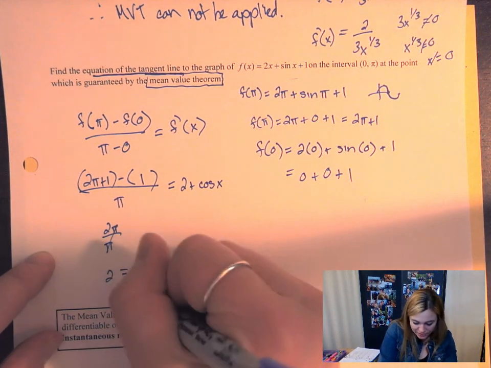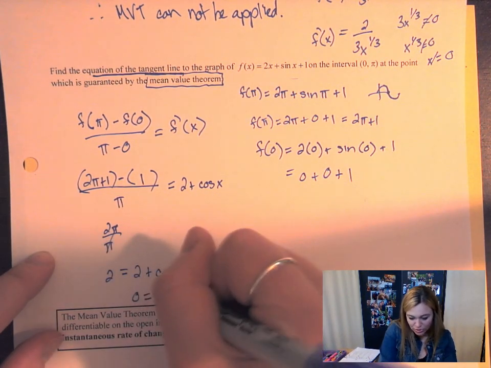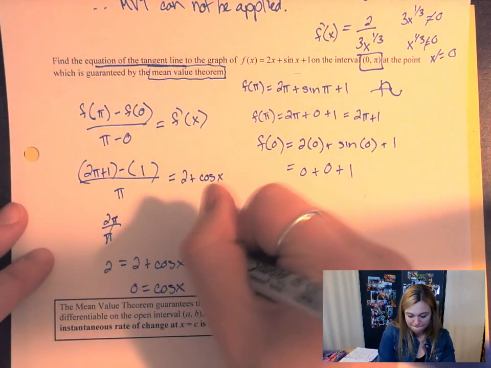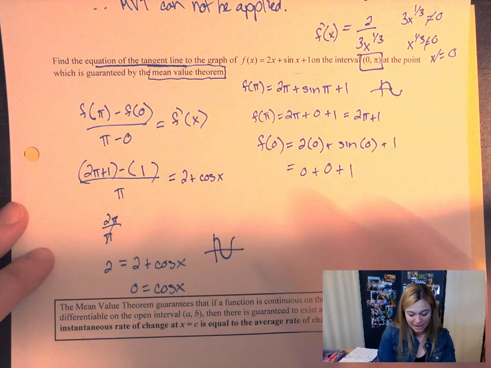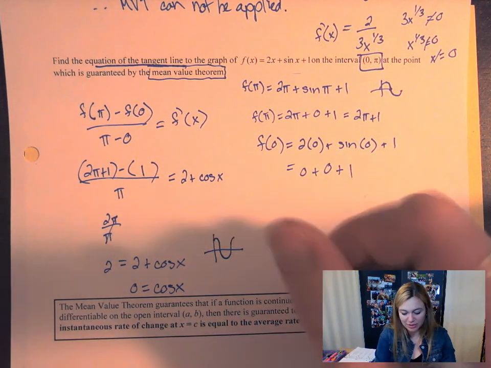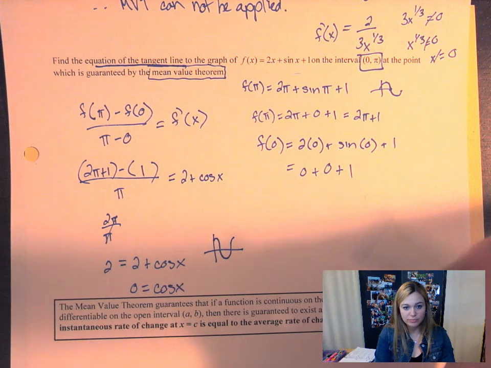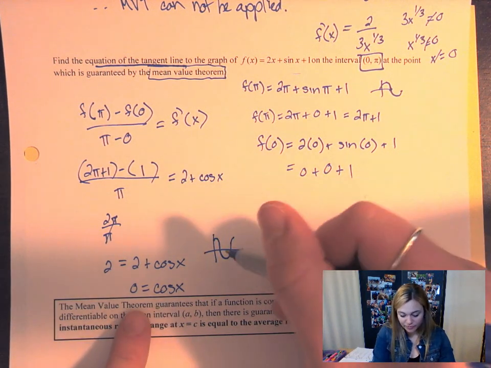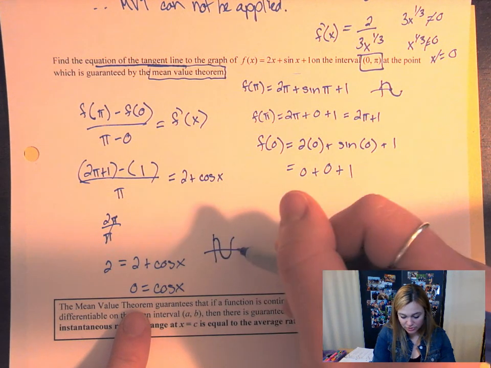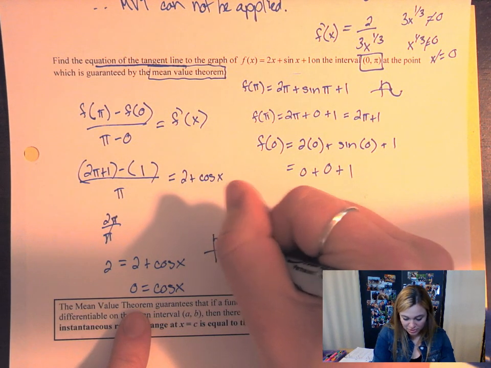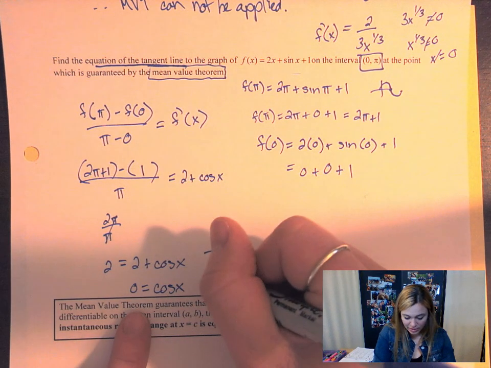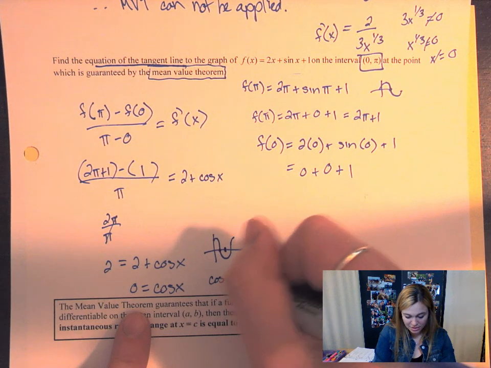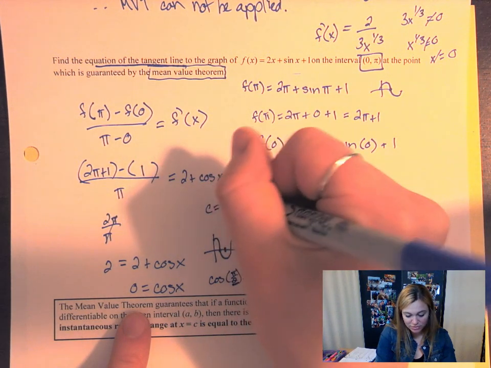Now I solve for x. Subtract 2 on both sides and I get 0 is equal to cosine of x. I'm only going from the interval from 0 to pi. Cosine, in my head, you could be doing this different ways. Maybe you're thinking of the unit circle, but I think of the cosine curve. Cosine of what gives me 0? And I'm thinking, okay, this would be 0, this would be 2 pi. Here's pi. Cosine of pi over 2 gives me 0. That means my c value is pi over 2.